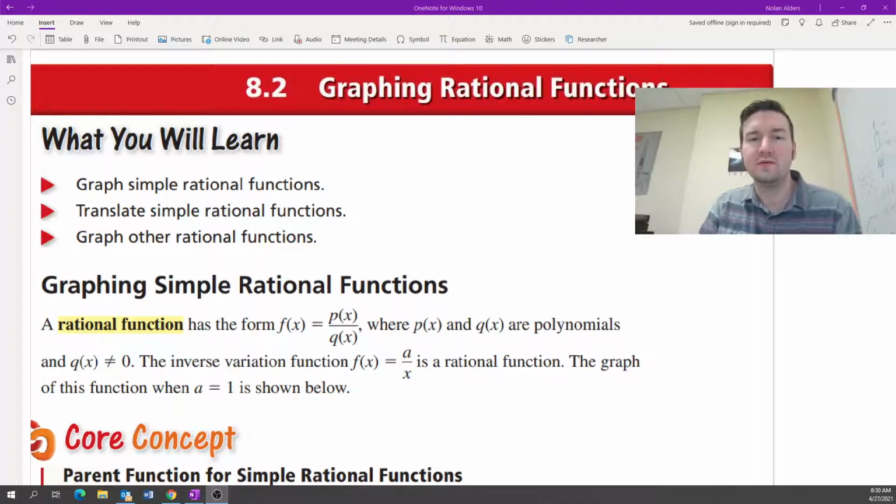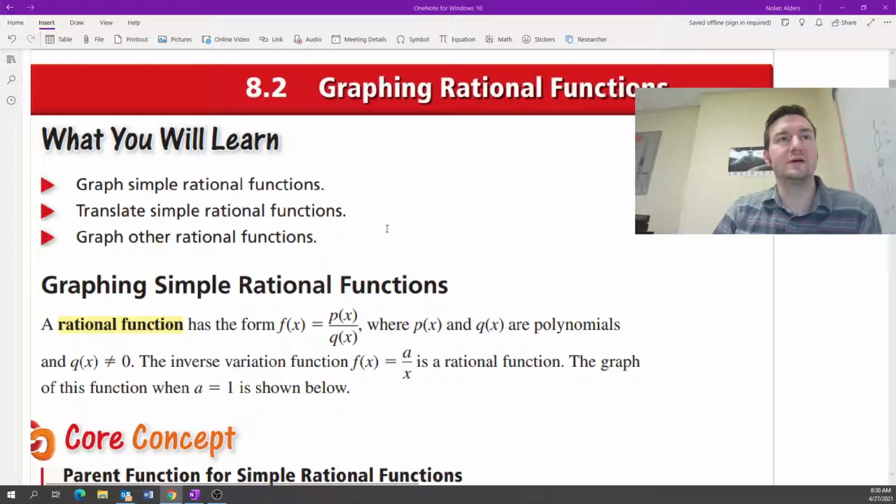So guys, in this video we're going to be looking at graphing rational functions, and I want to pull up Desmos here because we're going to be using this a little bit in this lesson. But let's take a look at graphing rational functions.